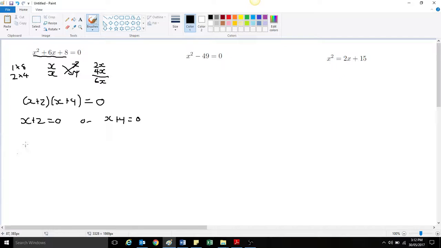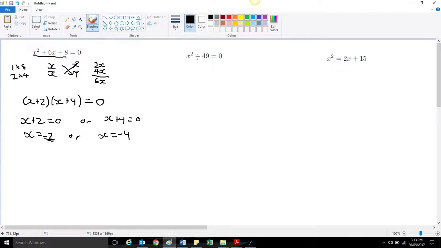Now if x plus 2 equals 0, it follows x equals minus 2. If x plus 4 equals 0, it follows x equals minus 4. So these are our two solutions that satisfy that equation. If you put this value into this equation, the answer will be 0.